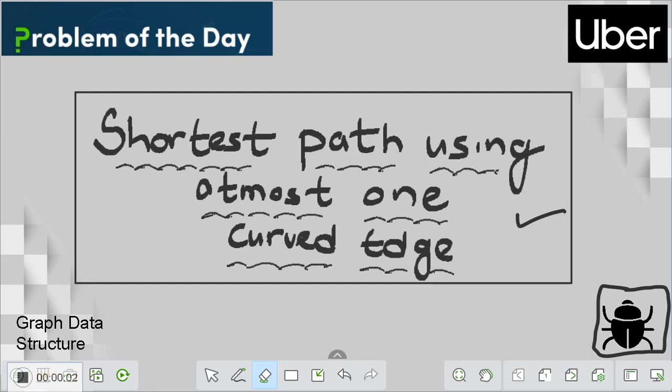Hello guys, welcome to Bugs in Code, and the problem that we are going to solve today is shortest path using at most one curved edge.